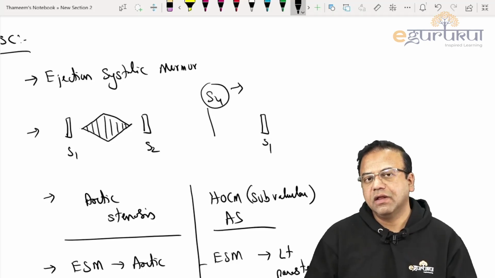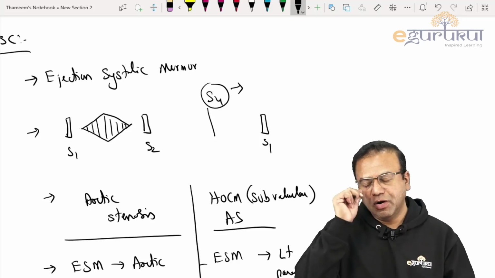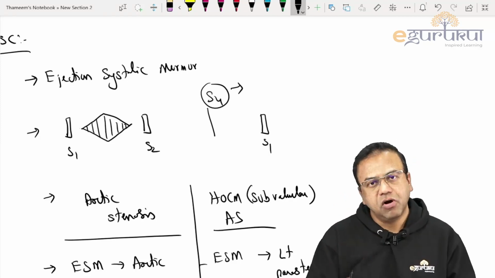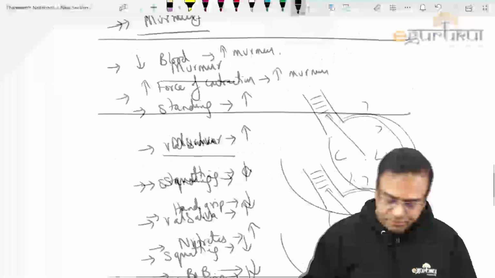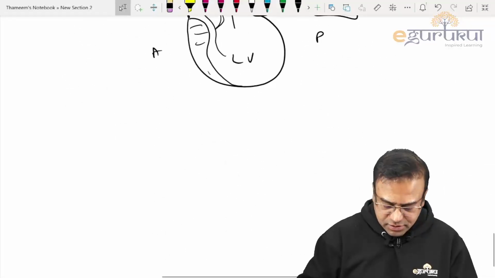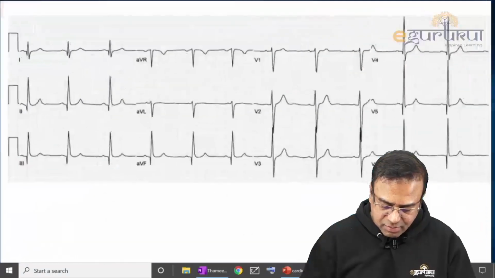So on examination, what are the things that you noticed? We talked about the pulse, we talked about the murmurs. We also should know that an S4 can occur on auscultation. So this is as far as the clinical examination is concerned. Now you'll understand what I'm saying about the echocardiogram.